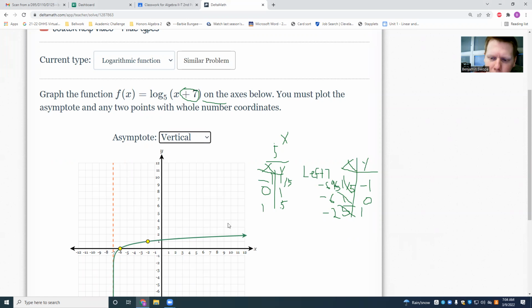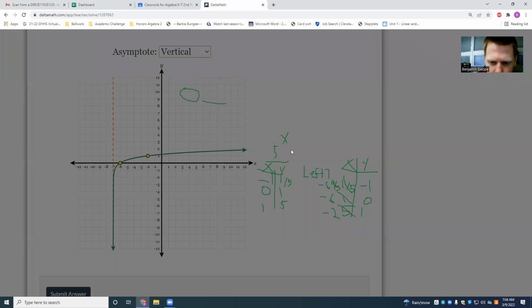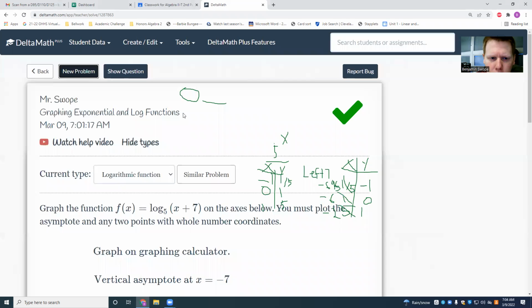And even if I couldn't plot this exactly, -6 and 4/5 would be really close to the asymptote, and it's going to be down a bit. It should guide you a little bit. And that would be it for the Delta Math. I mean, you'd be doing it on paper.